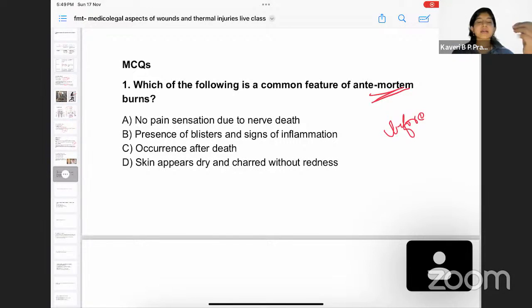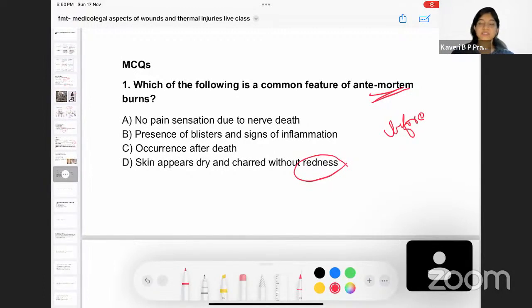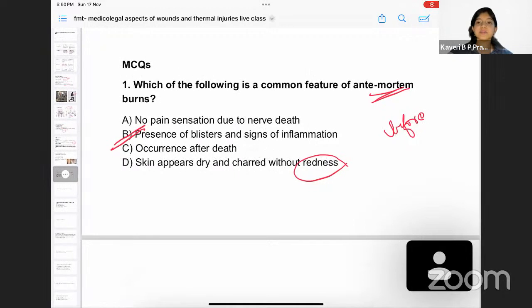Option C, occurrence after death. No. If it was occurring after death, it is called a post-mortem burn. Option D, skin appears dry, charred, without redness. No. In antemortem burn, as I told you, there is vital reaction seen, because of which there is redness. Therefore, the correct answer is option B, presence of blisters and signs of inflammation.